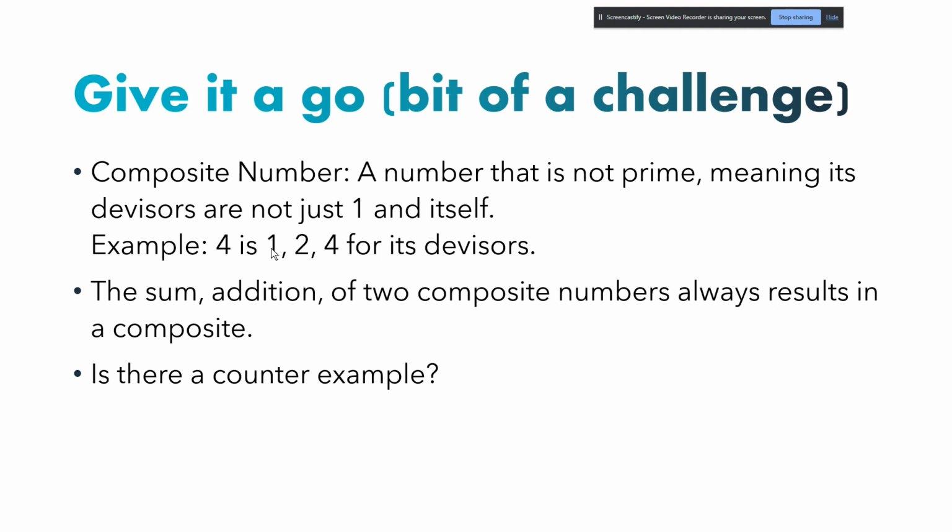A composite number is a number that's not prime, kind of like 33. It has divisors other than 1 and itself. Here's an example: 4, which has divisors 1, 2, and 4. The claim is that the sum, the addition, of two composite numbers is always going to result in a composite. Is there any counterexample? So what I'm asking you to do is to add two composite numbers and try to find one that results in a prime. All right, so give it a thought and try to answer it. And give it a pause.